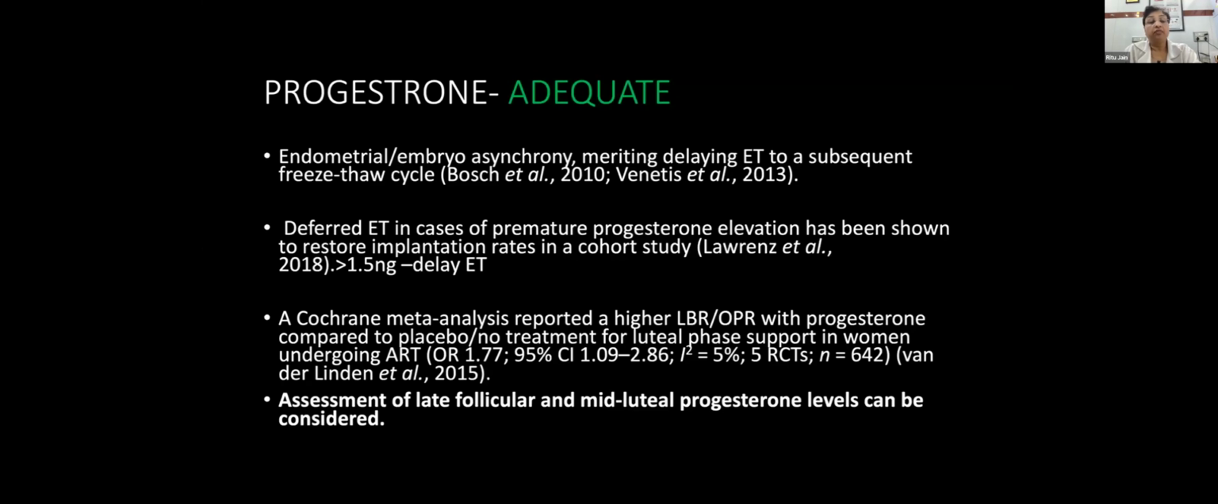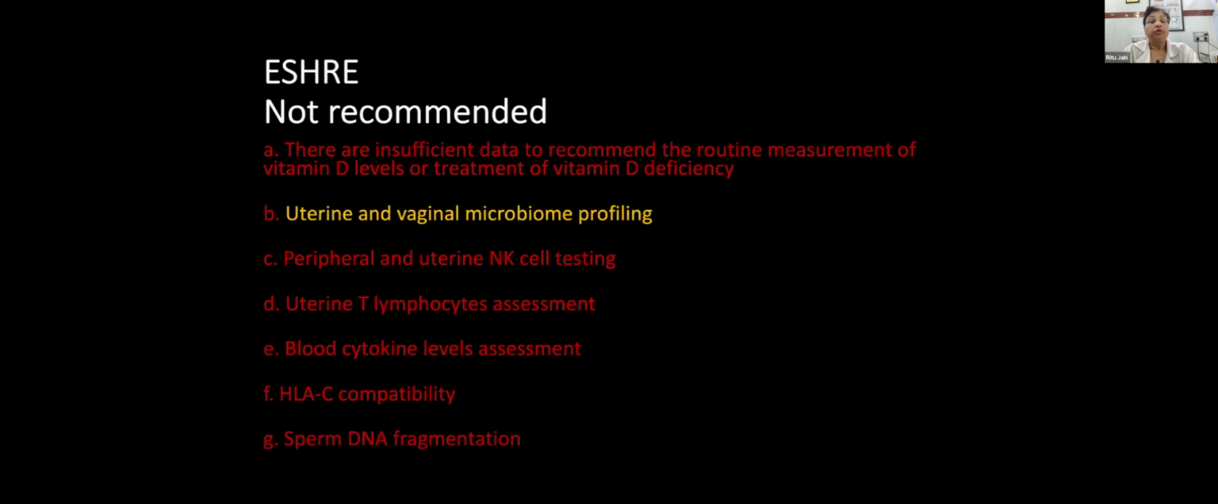However, it is not a routine practice to measure serum progesterone. Some centers do measure, some do not measure. So a Cochrane meta-analysis reported a higher live birth rate and ongoing pregnancy rate with progesterone compared to no treatment for luteal phase support, with an OR of 0.77. So adequate progesterone level is needed for the embryo to implant.